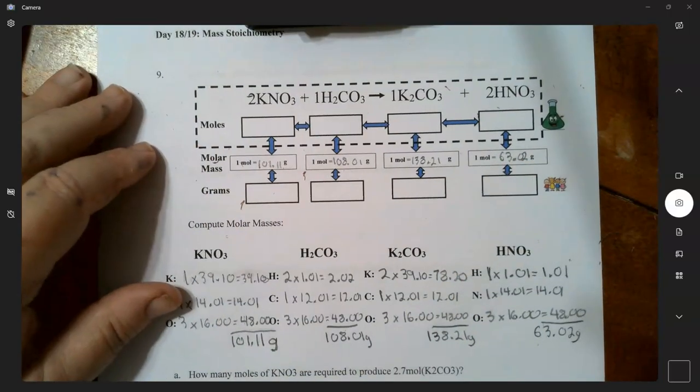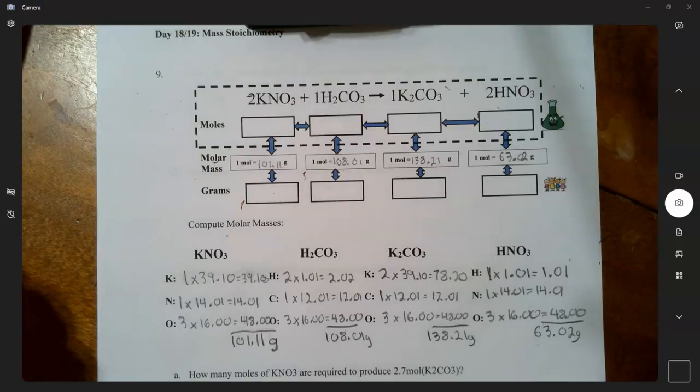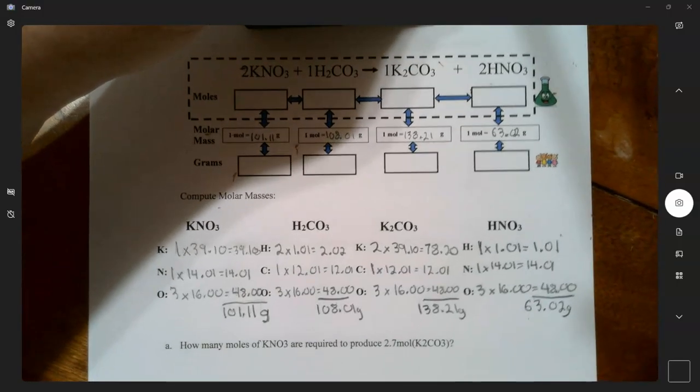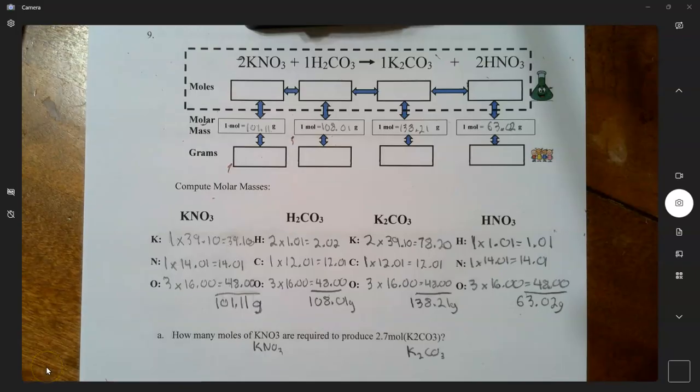Okay, so that's the calculation of the molar masses. So we're going to do A down below. A couple corrections: these should be subscripts, KNO3. So it's a moles to moles. That's the easy one.